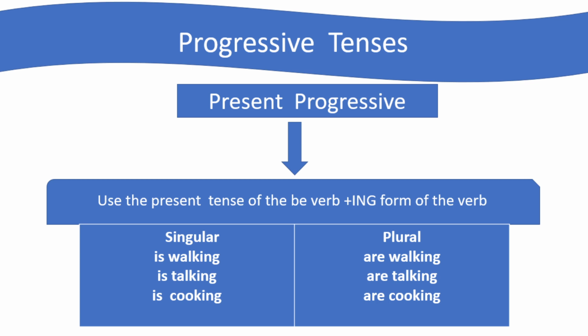So I have here an example. I divided it into two. We have the singular and then the plural. Is walking, are walking. Is talking, are talking. Is cooking, are cooking. Of course, for the singular, you make use of these forms or verb phrases if you have a singular subject. And then for the plural, verb phrases are walking, are talking, and are cooking. You make use of this one if your subject is plural.